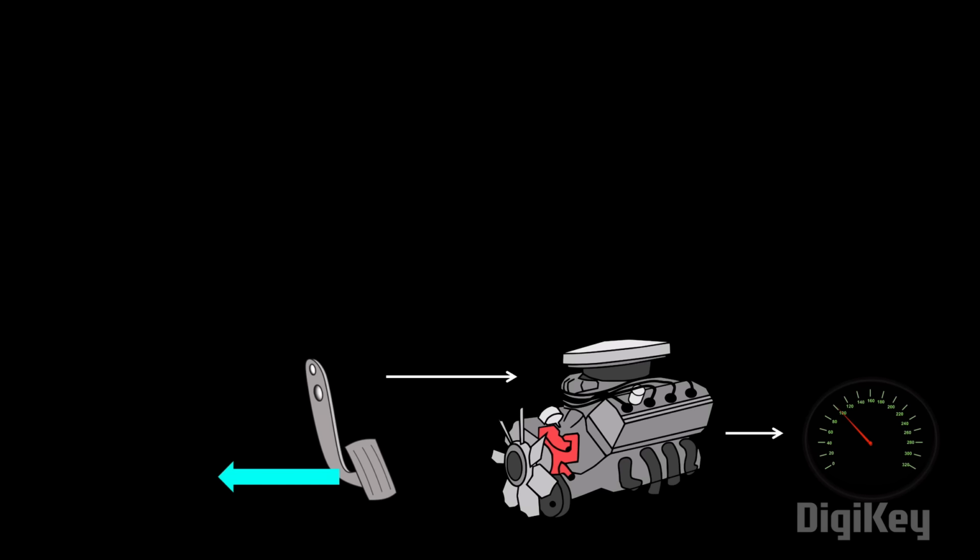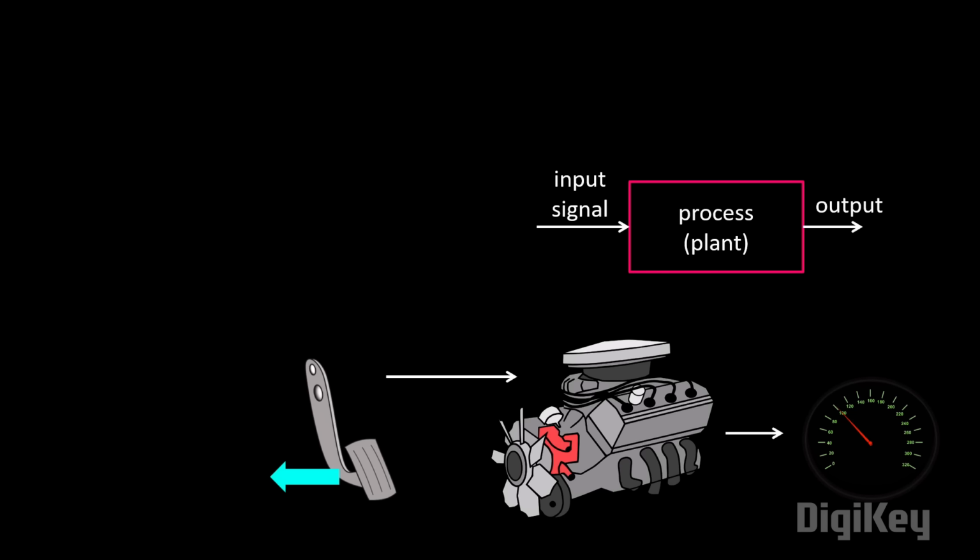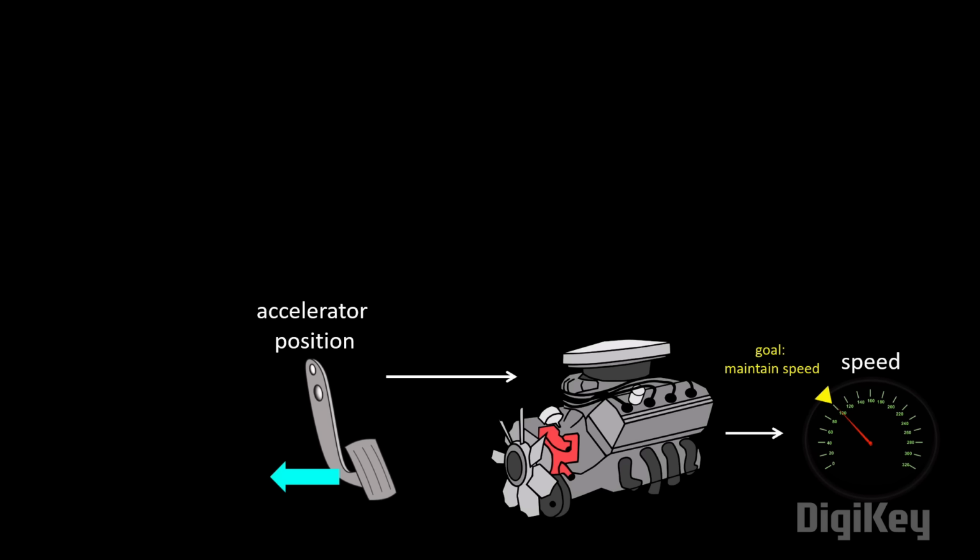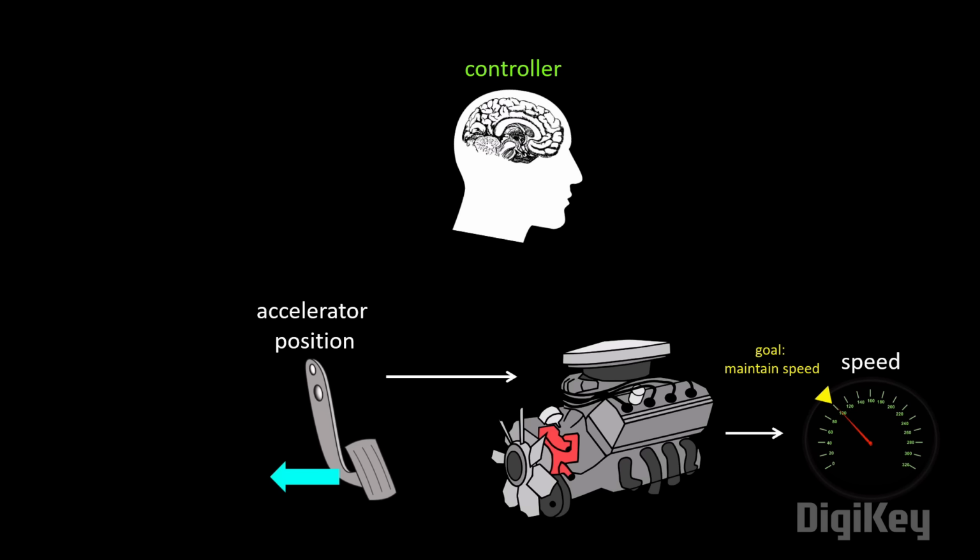Our car is an example of a process or plant. We can give it an input signal, the accelerator position in this case. The car will respond with motion, and we can read the speed of the car on our speedometer. That's the output. Let's say we want to maintain some constant speed. As it turns out, our brains are very good controllers. We can often read the speedometer and adjust the gas pedal as necessary to maintain that speed.